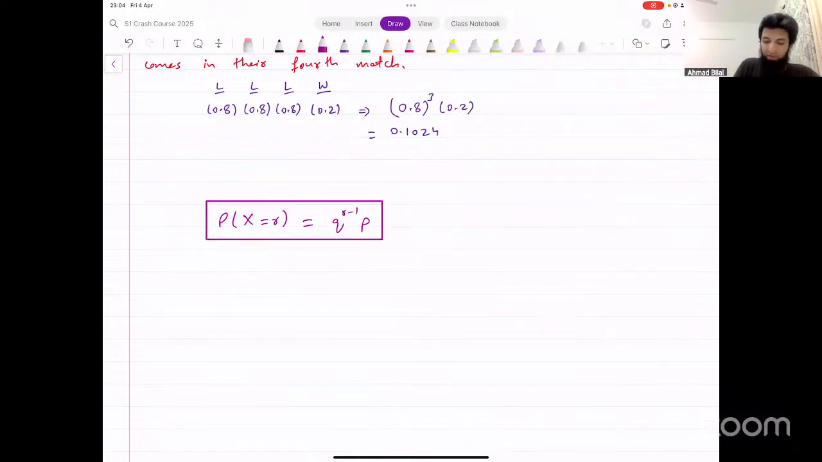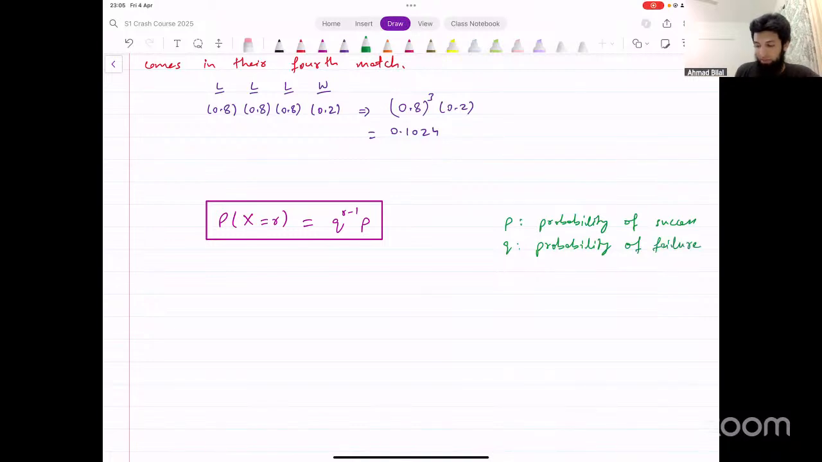Now, these letters mean the same thing as before, just like in binomial distribution. p means probability of success. q means probability of failure. There's no n in this case. Notice in the formula, there's no n. We don't need to know how many times we are repeating something. We're just doing something over and over again, but the total number is not fixed.